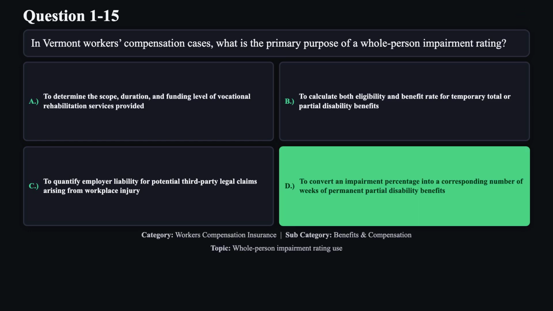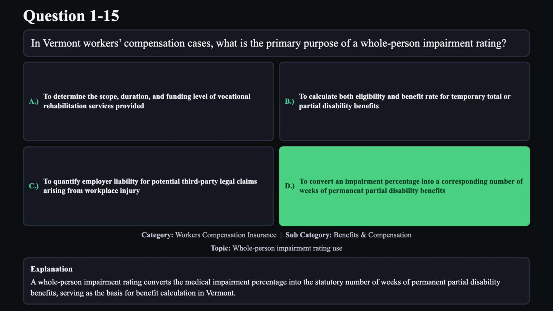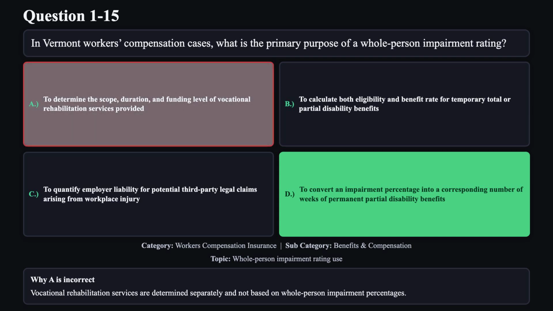The correct answer is D. A whole person impairment rating converts the medical impairment percentage into the statutory number of weeks of permanent partial disability benefits, serving as the basis for benefit calculation in Vermont. Reason A is not correct. Vocational rehabilitation services are determined separately and not based on whole person impairment percentages.